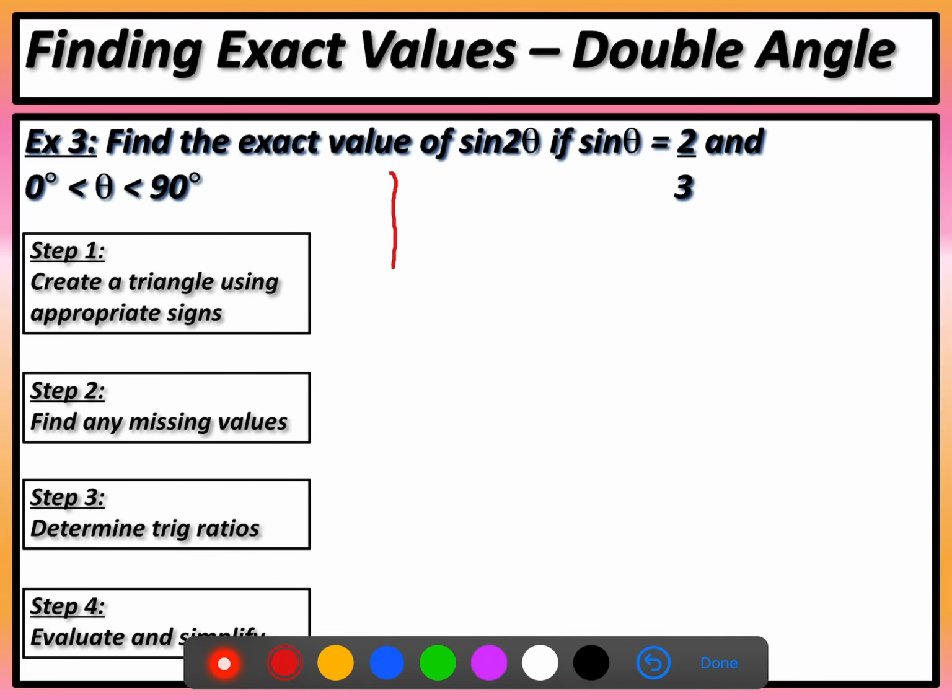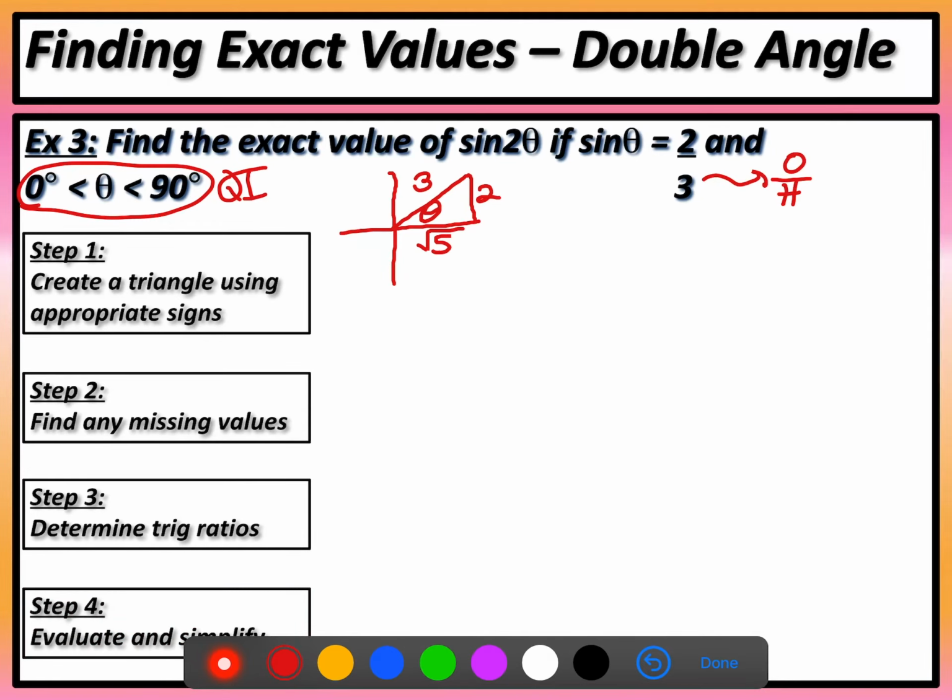So what I'm going to do first is build a triangle in quadrant 1. I'm using quadrant 1 because it says 0 to 90 here. So this is my theta, and sine is opposite over hypotenuse. So the opposite side of my triangle here is 2, and my hypotenuse is 3. So I'm going to use the Pythagorean theorem to complete the rest of my triangle, which means that this bottom side is square root of 5. All right, so I have a complete triangle now.